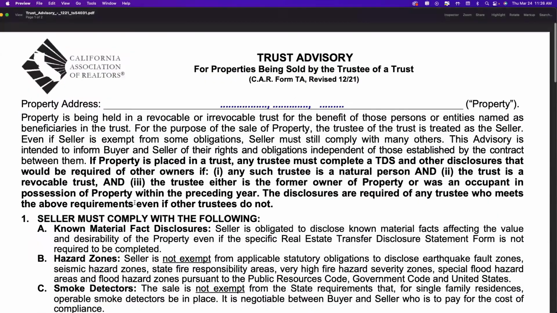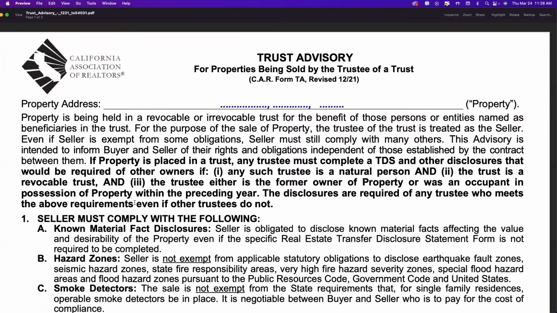Questions about the trust advisory? No, there is no SPQ required if it is the successor trustee, only the exempt seller's disclosure. So again, if it is the successor trustee who did not live in the property, this was not their principal residence, then they only have to provide the lead-based paint, the NHD report, and the exempt seller's disclosure.